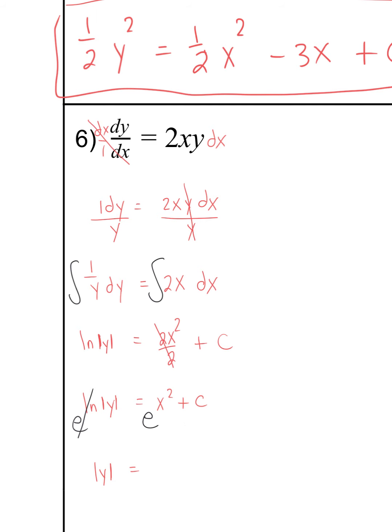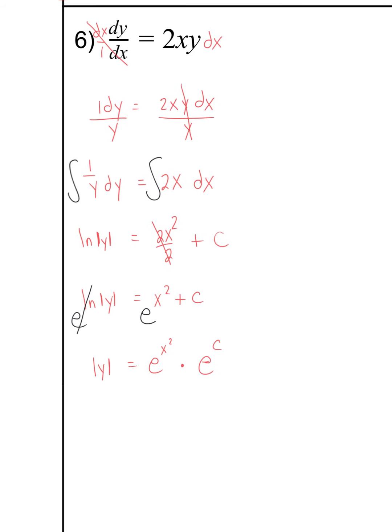I'm going to rewrite this side again using exponents. So it looks like this: e to the x squared times e to the c. Those right-hand sides are equivalent, and now I simply put the c in front: e to the c times e to the x squared. Or if you like it better, you can write this right here as our c: c times e to the x squared. Either of those is acceptable.